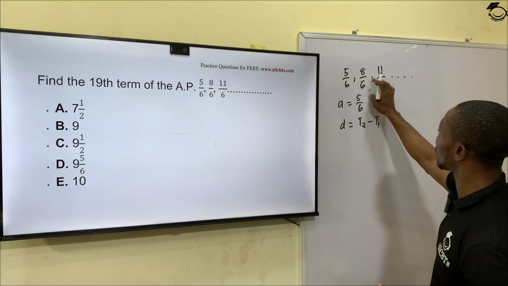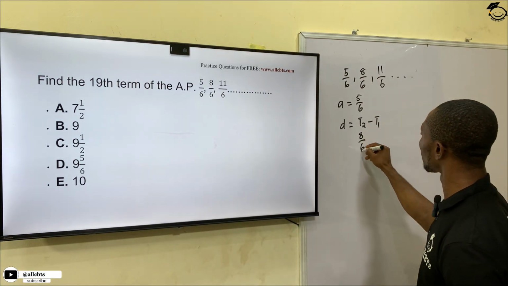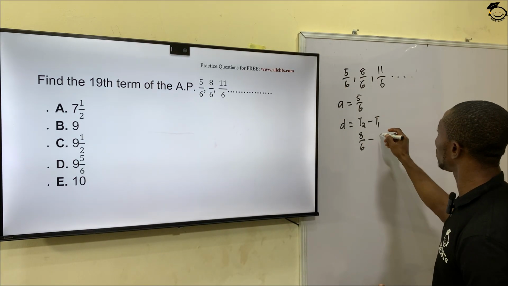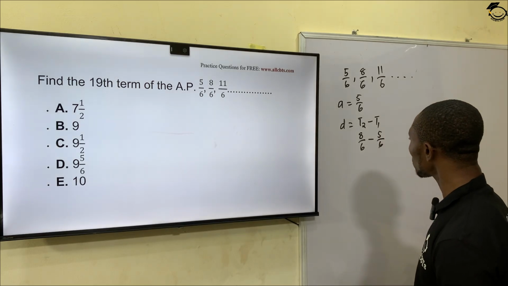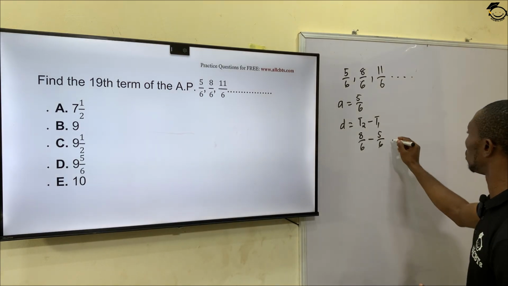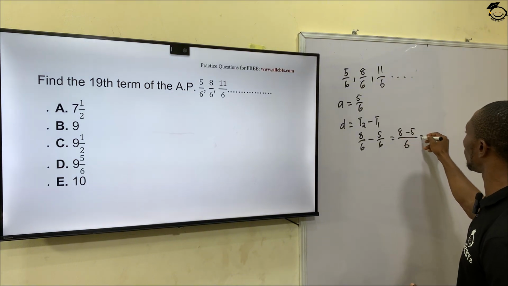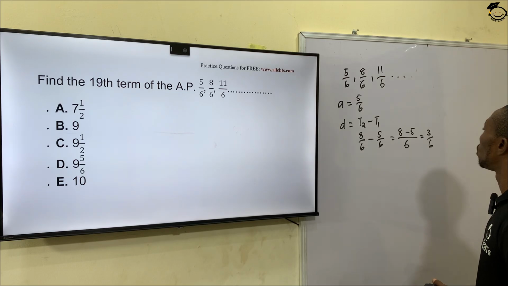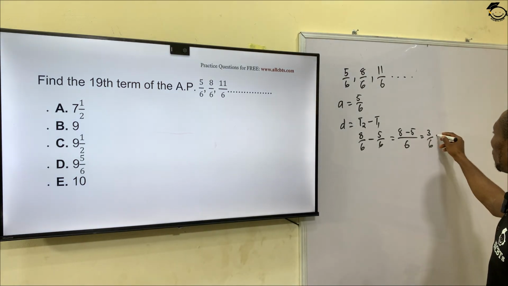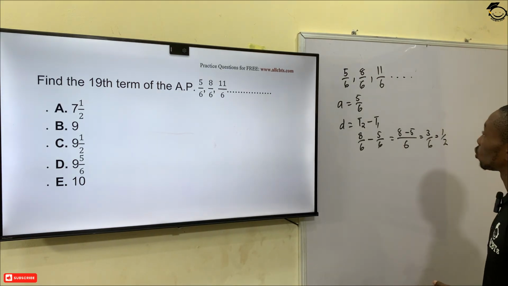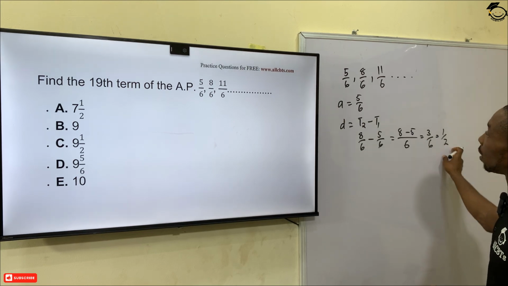Now, our T2 in this case is 8 over 6 minus our T1, which is 5 over 6. Now, our common denominator will be 6. So this gives us 8 minus 5, which gives us 3 over 6. Breaking it down to its lowest term, we have 1 over 2. So our common difference will be 1 over 2.